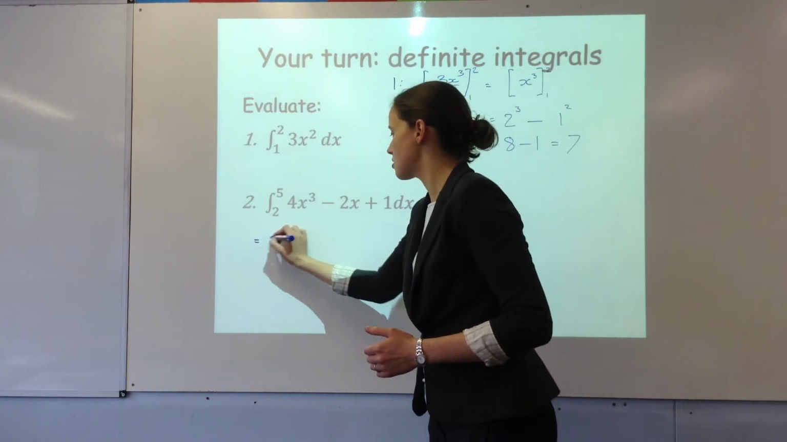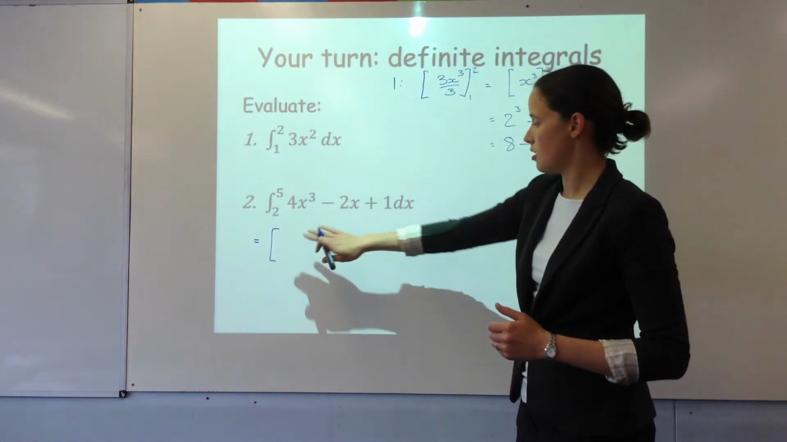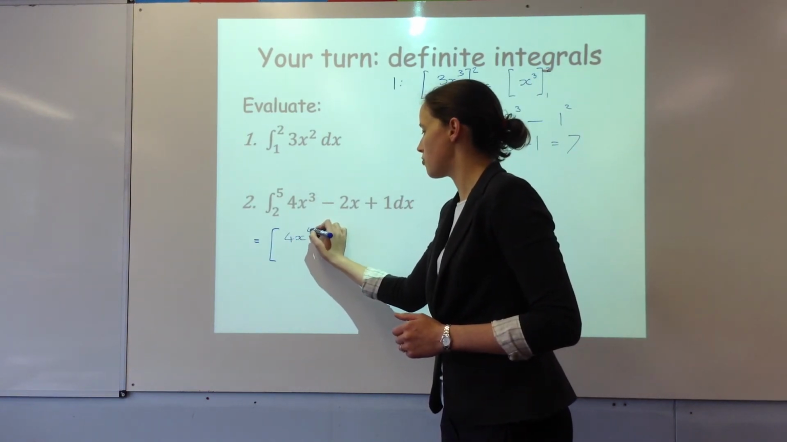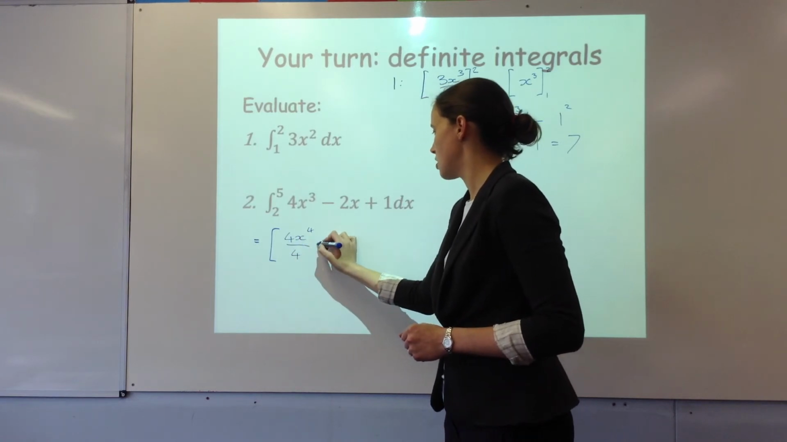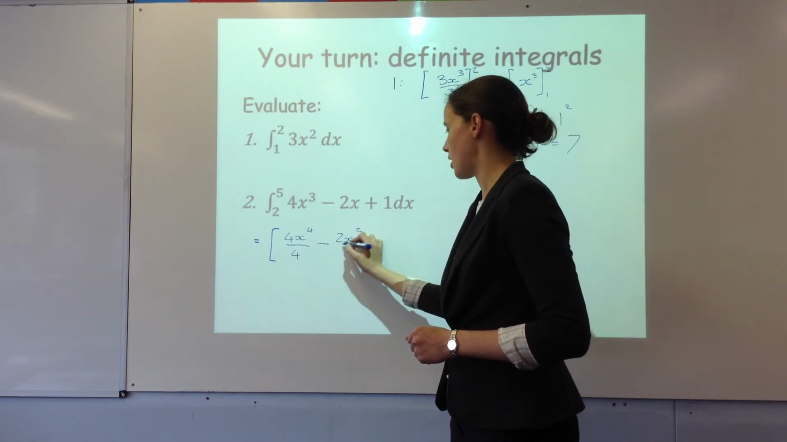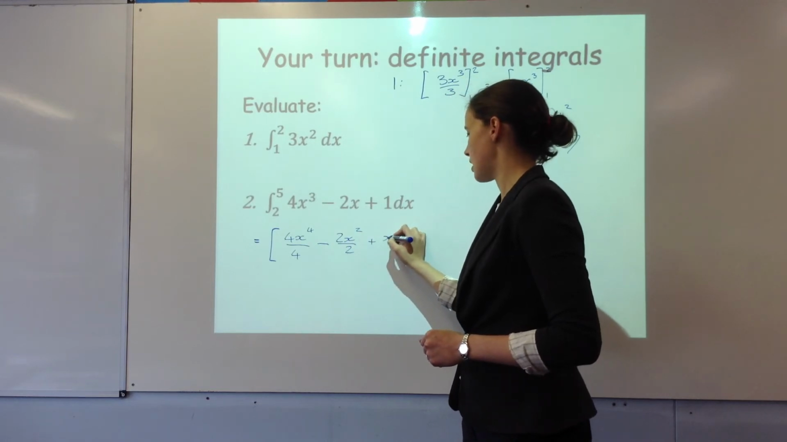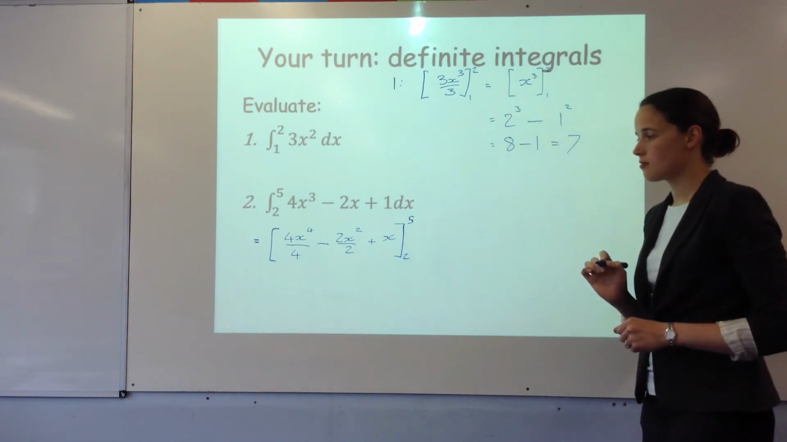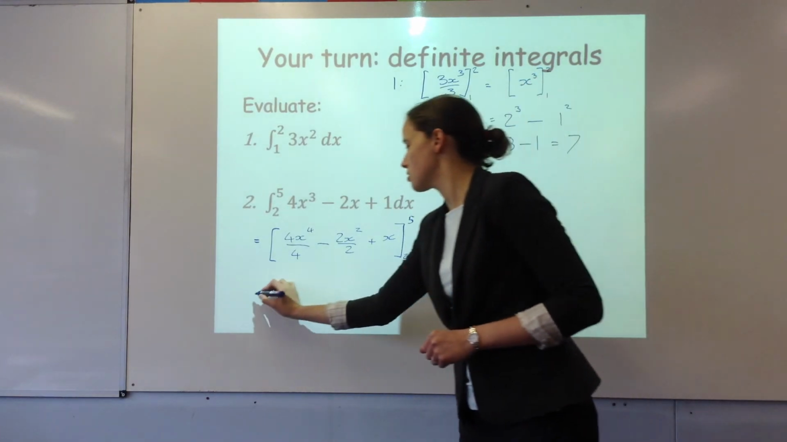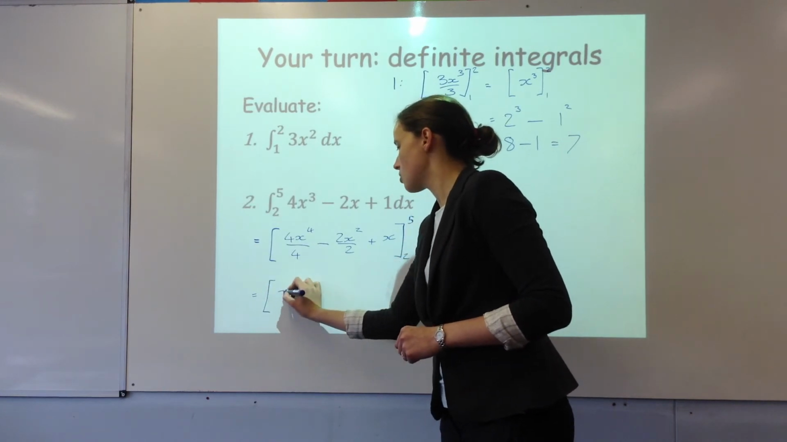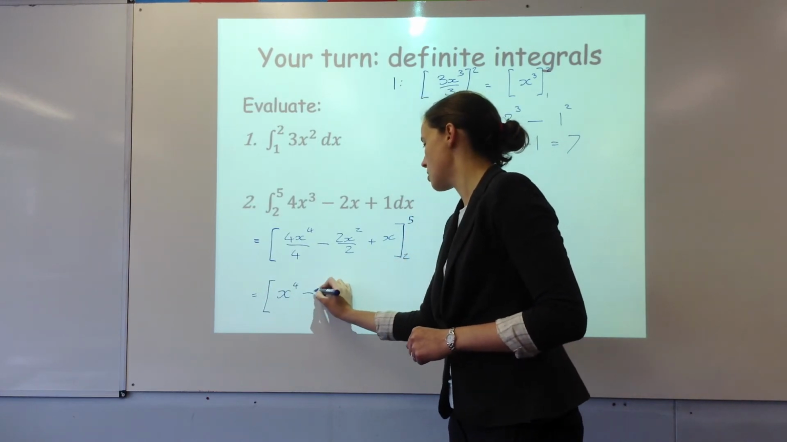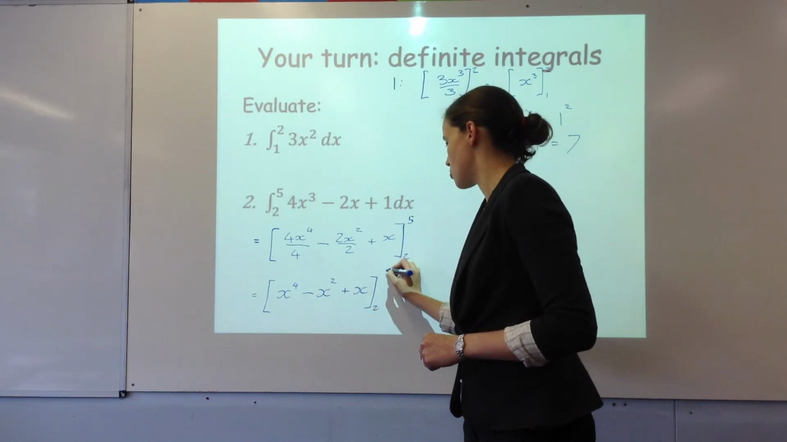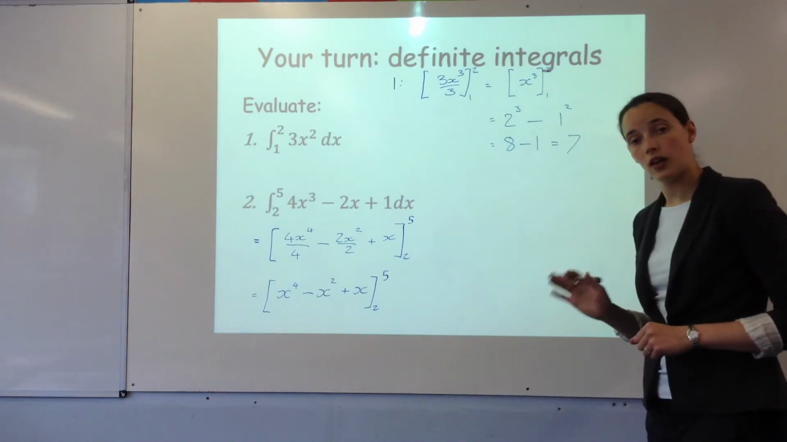When we integrate it, we lose the integral sign, and we have the square bracket there instead. 4x to the power of 4 all over 4 minus 2x squared over 2 plus x. And we're going from 2 up to 5. Let's now simplify that before we substitute in. We'll have x to the power of 4 minus x squared plus x, and that goes from 2 up to 5. So now let's substitute those in.